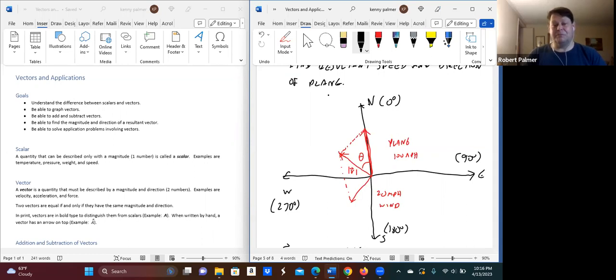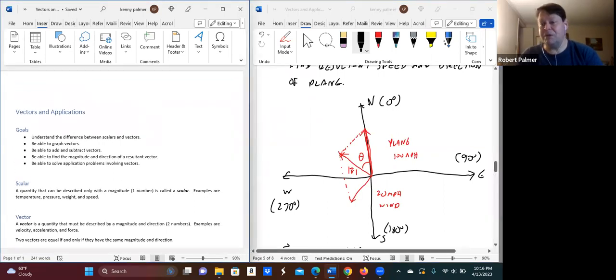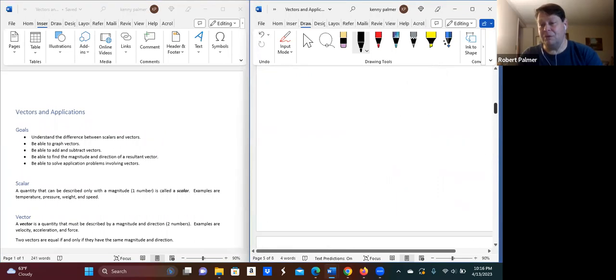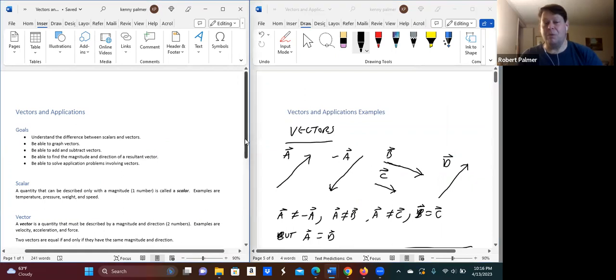Okay, so to review, what we've done is learn the basics of vectors. We've learned the difference between scalars and vectors, learned about graphing vectors based on magnitudes and directions, vectors that are equal and not equal, and also learned how to add and subtract vectors graphically, then also how to find the resultant magnitudes of vectors, and then also how to find their directions.